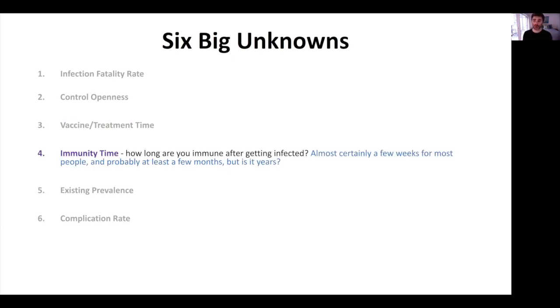Then there's the question of immunity time, which is how long you're immune after you've been infected. It seems it's almost certainly the case that for at least a few weeks, you're going to be immune, and you're probably going to be immune for a few months. But the real big open question is, are you immune for years after you're infected or not? If not, that presents a big problem because you could actually become reinfected.